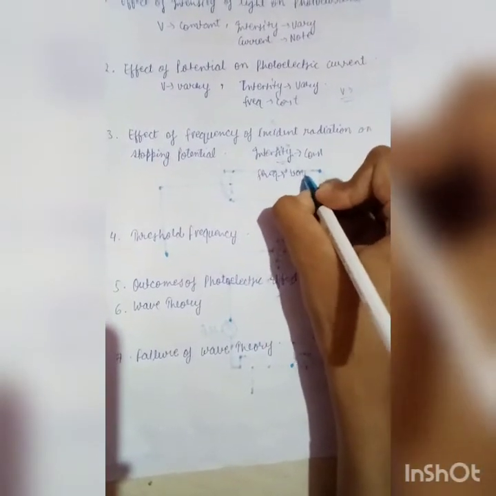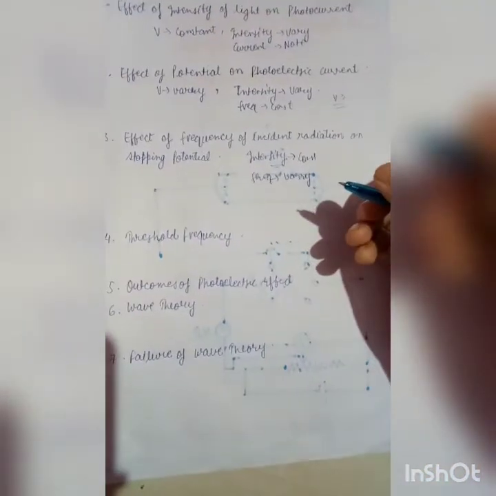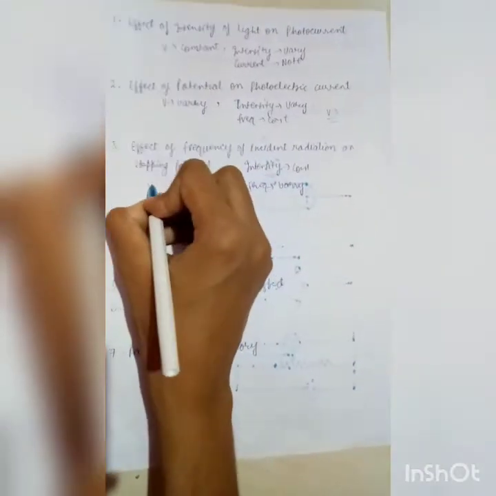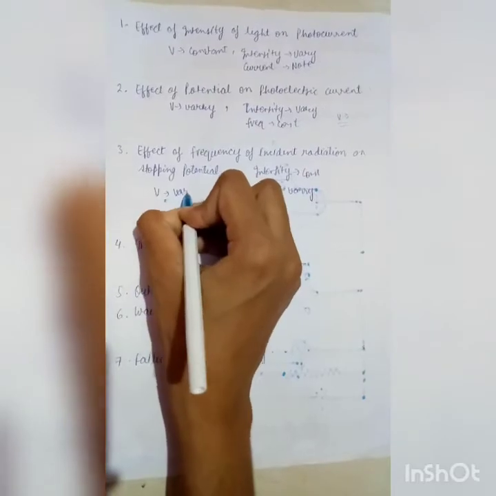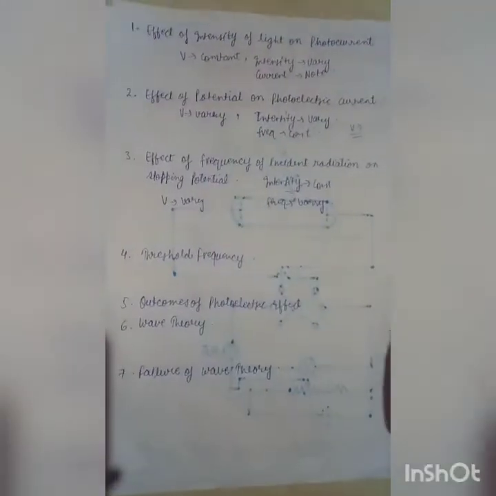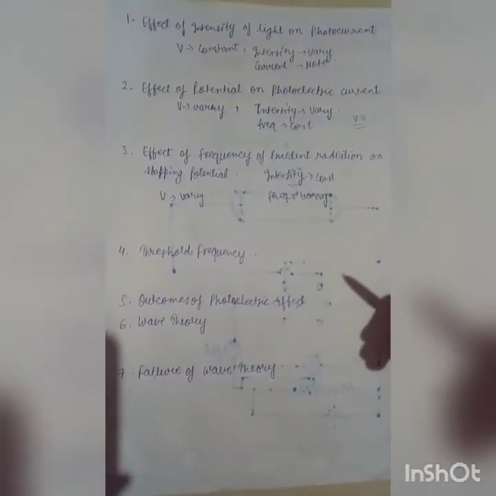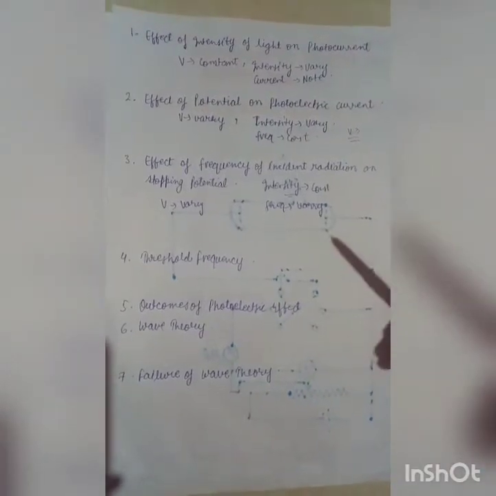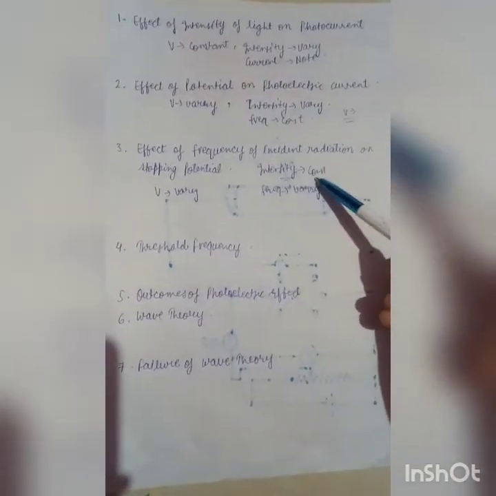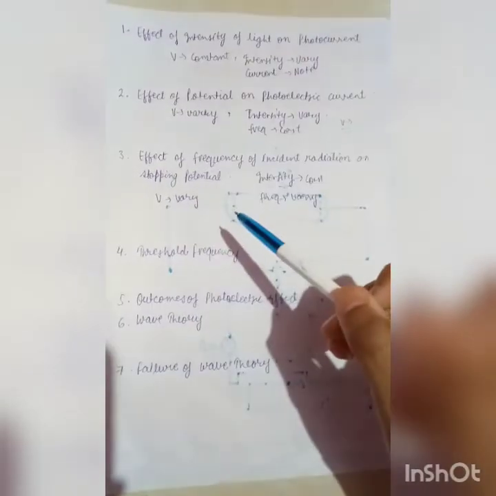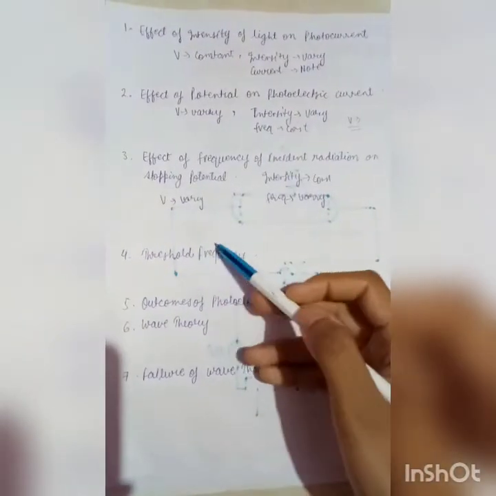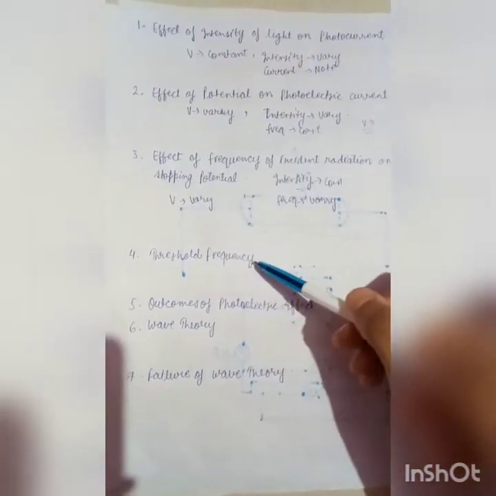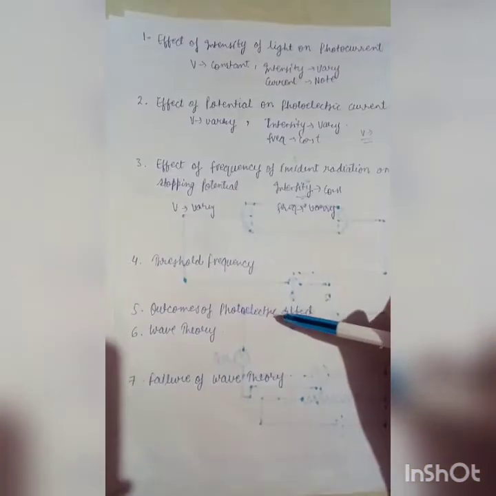Frequency we are going to vary. And what next? Potential. In this section also we will vary potential. And we are going to note the effect of this varying frequency and constant intensity again on this voltage, and we are going to see what comes in the result. Then we are going to discuss threshold frequency. Then at last I will be discussing the outcomes of the photoelectric effect.